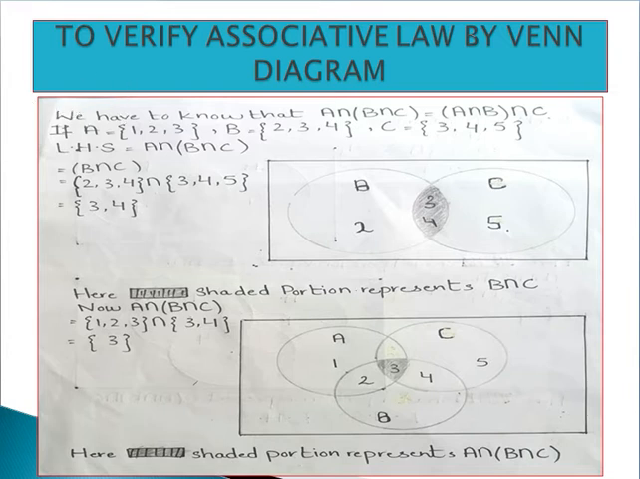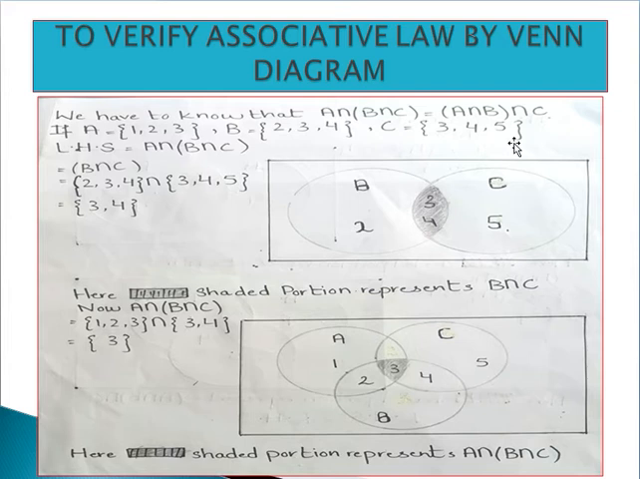Now students, to verify associative law by Venn diagram, we have to know that A intersection (B intersection C) is equal to (A intersection B) intersection C. Associative means here we associate A intersection with B intersection C, and on the other side we associate intersection of C with intersection of AB. If A has elements 1, 2, 3 and B has elements 2, 3, 4 and C has elements 3, 4 and 5.